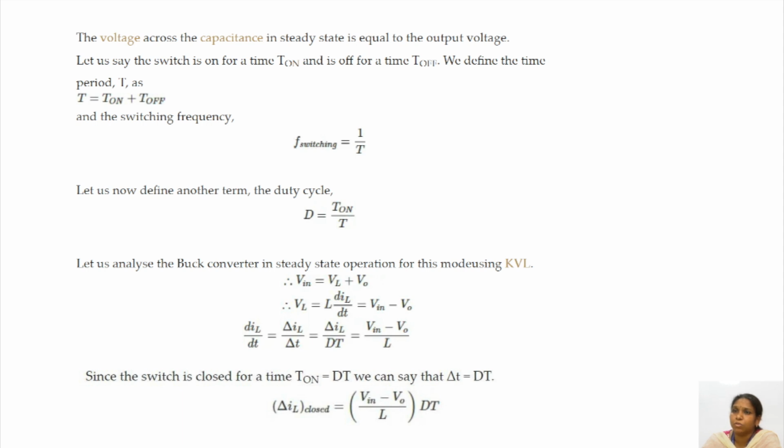By using KVL in the switch mode on period, Vin can be written as VL plus V naught. VL is nothing but L into dIL by dt, and when substituting this VL in the equation, it becomes dIL by dt is equal to (Vin minus V naught) by L. So this del IL can be written as del IL of closed period, which will be equal to (Vin minus V naught) by L into dt, where dt is nothing but the time period del t.